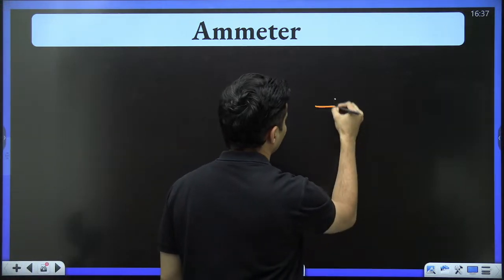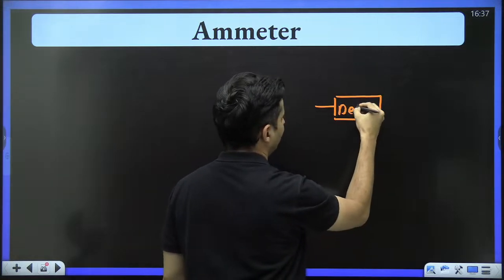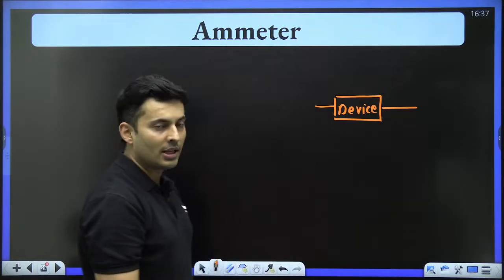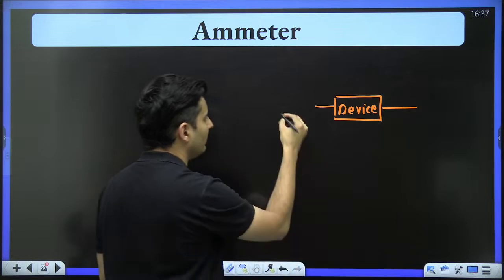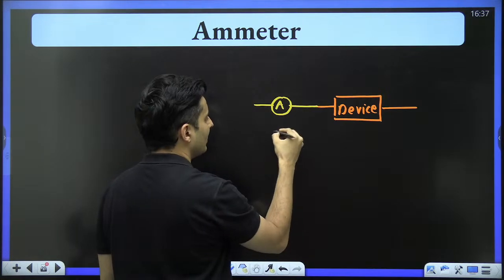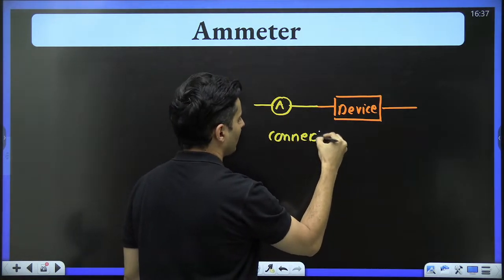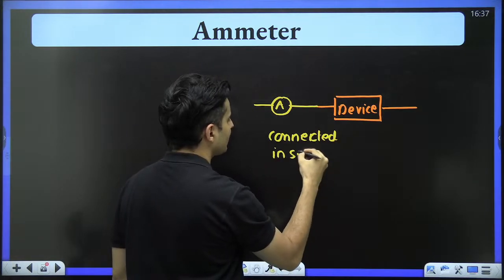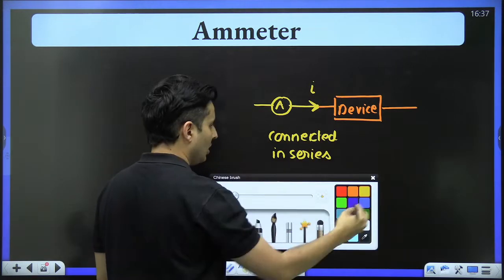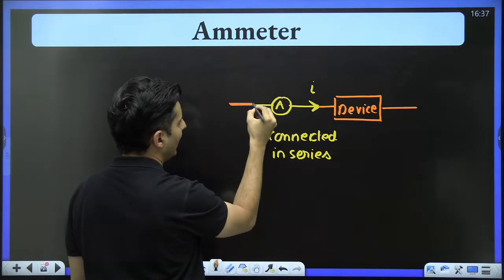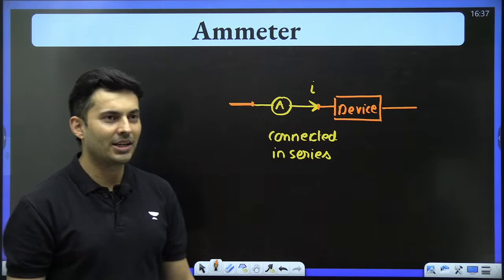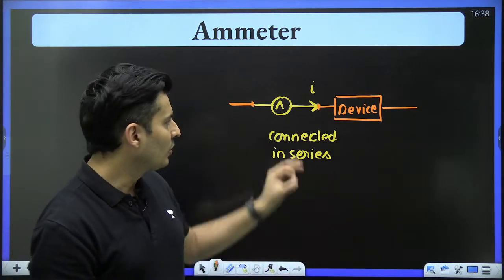When you have a device and you want to measure the voltage, you connect voltmeter parallel to it. But when you want to measure the current passing through the device, you always connect the ammeter in series with the device across which you actually want to measure the current. So you cut the wire at this point and this point, you insert that ammeter and let the current flow, and then see how much current is flowing through it. That's how you measure the current.